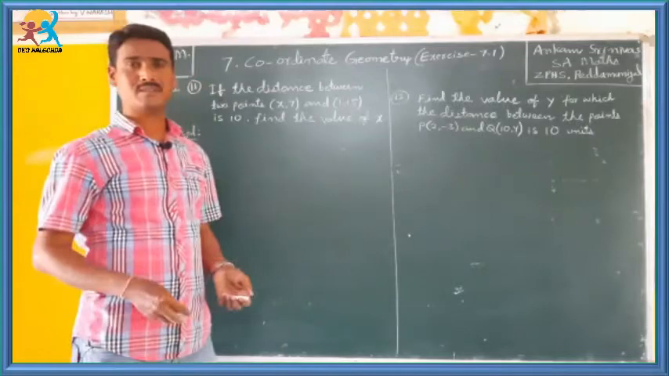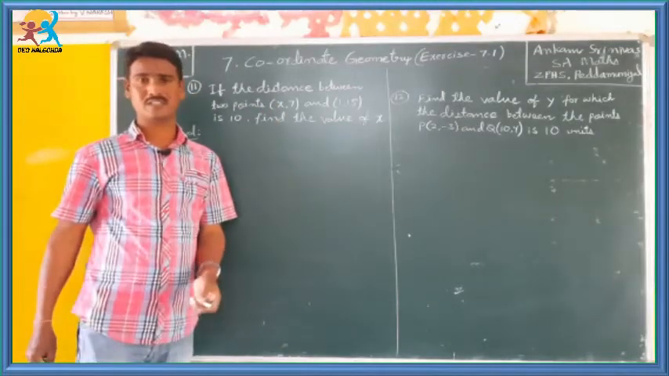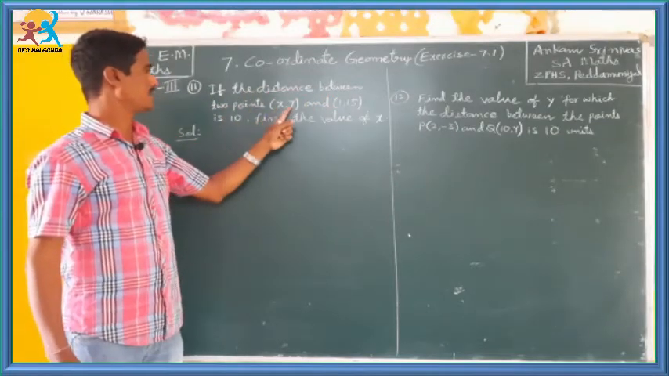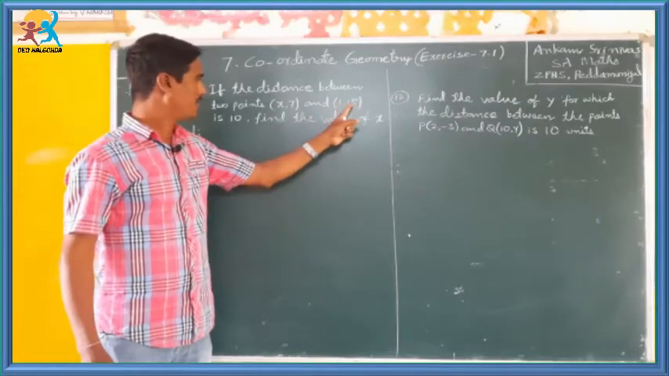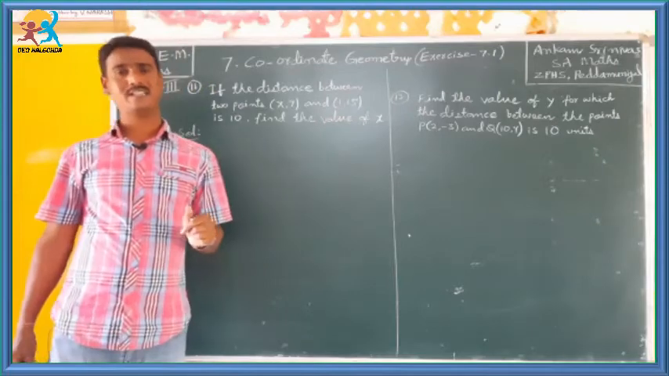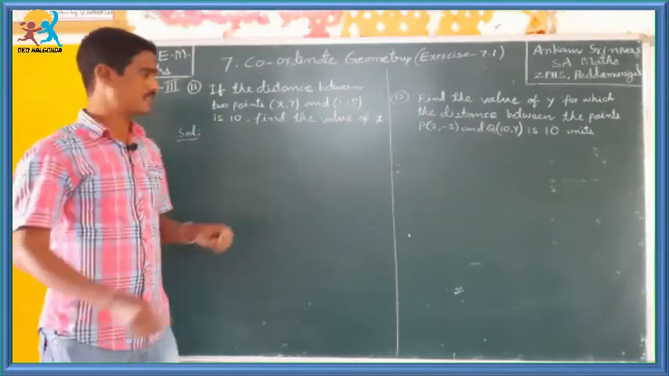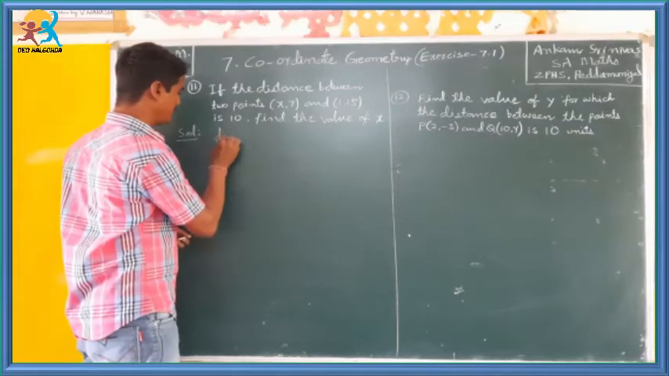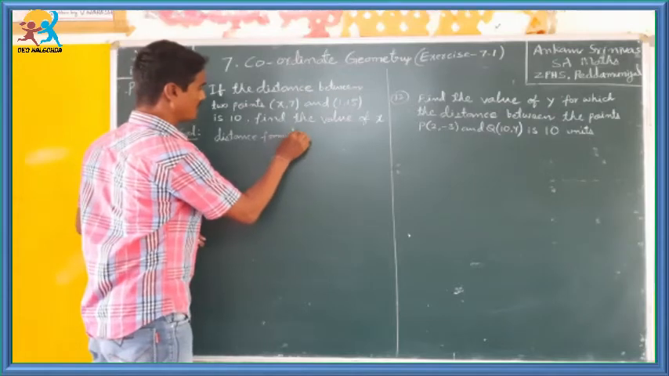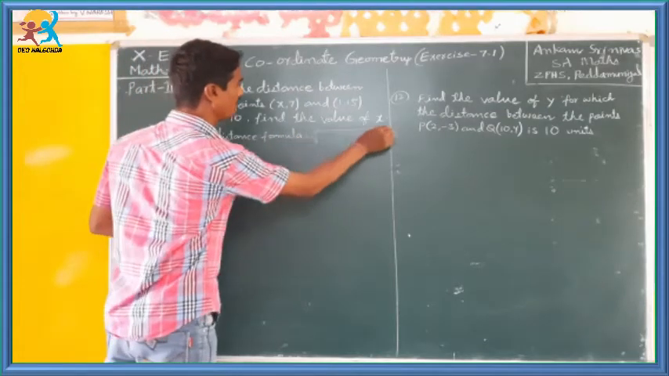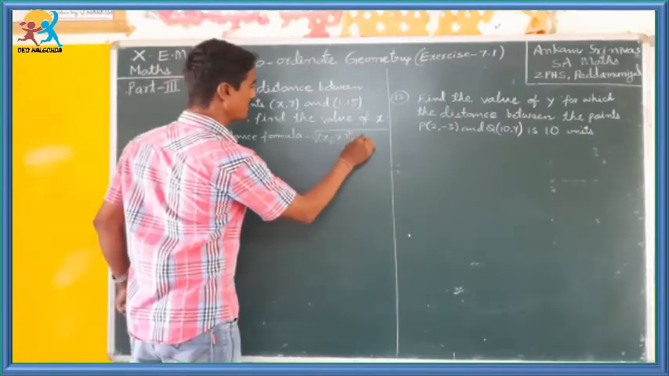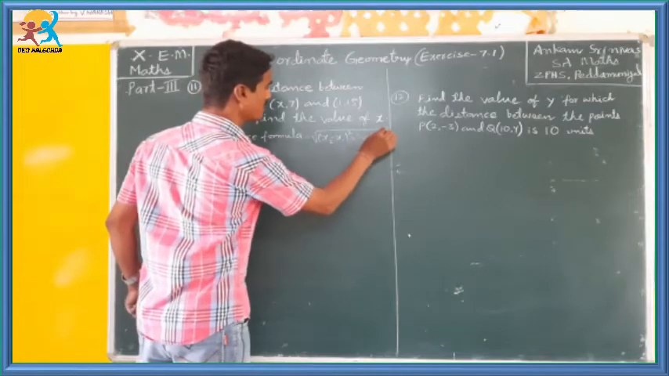Now see another problem in exercise 7.1, 11th question. If the distance between 2 points x comma 7 and 1 comma 15 is 10, find the value of x. Very easy, children, using the distance formula. What is the distance formula? Distance formula is square root of x2 minus x1 whole square plus y2 minus y1 whole square.